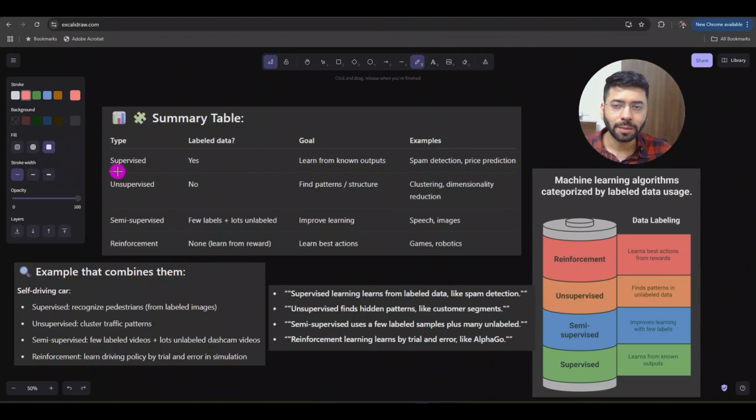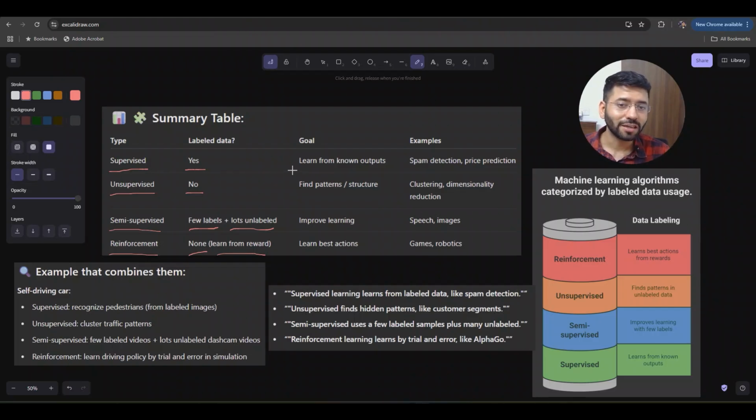So these are the four types: supervised learning, unsupervised, semi-supervised and reinforcement. Talking about the labeled data in each, supervised contains the labeled data. Unsupervised does not contain any labeled data. Semi-supervised contains a few labeled data and a lot of unlabeled data. Whereas in reinforcement, this is not applicable. It simply learns from the reward. So there is nothing like labeled data for reinforcement.